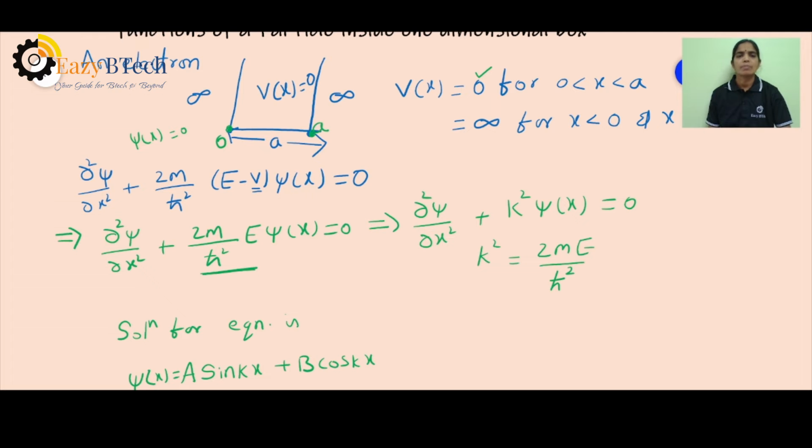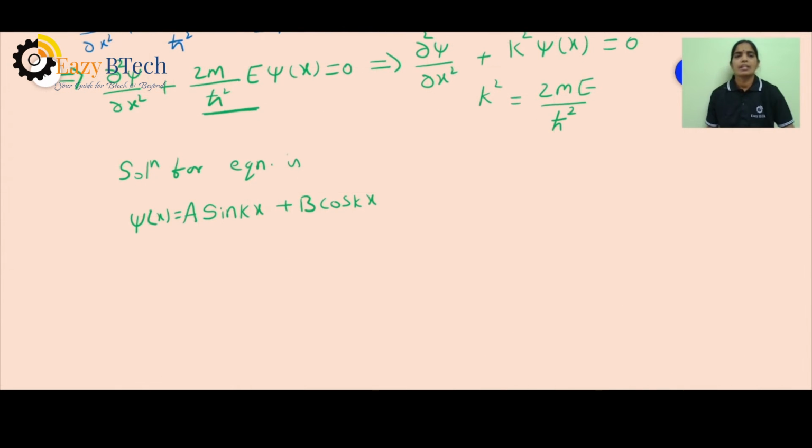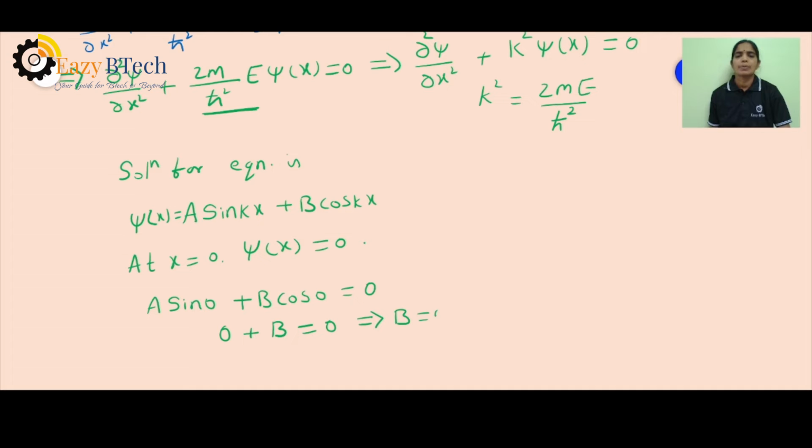Now we are going to use those boundary conditions. The condition is at x equal to 0, which is the first boundary, the wave function is 0. In such a case, the equation reduces to a sin 0 plus b cos 0 equal to 0. We know that sin 0 is 0, and cos 0 is 1, so I'll write it as b. 0 plus b equal to 0. That implies the constant b is equal to 0.